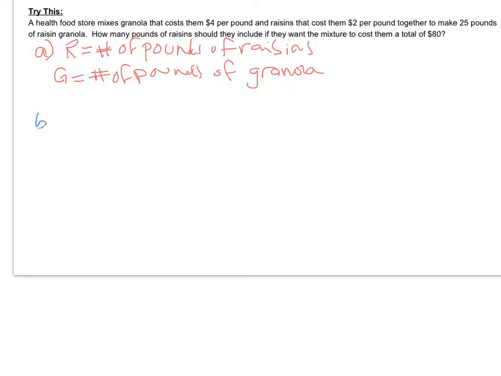Part B is to put down our equations. If we take a look at the problem, it says that we need to make a total of 25 pounds. If we want to make a total of 25 pounds and our variables represent the number of pounds of each, we're going to take that R, number of pounds of raisins, add it to G, which is the number of pounds of granola, to give us a total of 25 pounds of raisin granola.